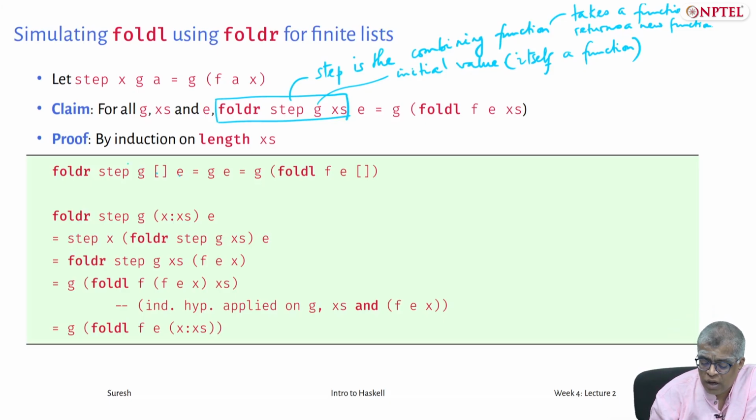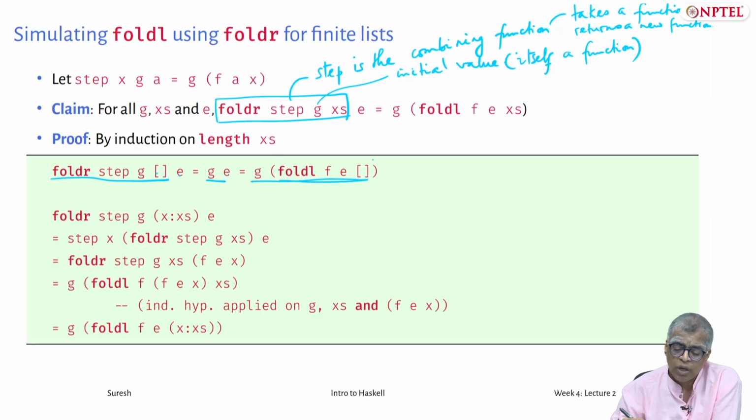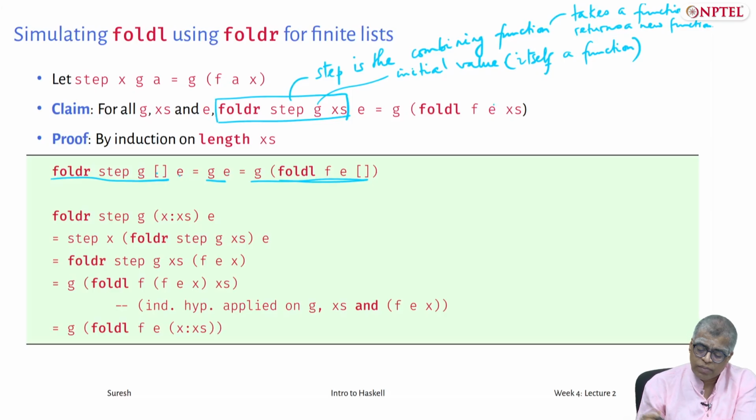So, if you just look at this expression, foldr step g empty list should just be g, just by going by the equation of foldr, because foldr f v empty list is v, similarly foldr step g empty list is g. But e is nothing but foldl f e empty list, so this is nothing but g applied on foldl f e empty list. So, this equation here is true when xs is the empty list. Let us look at the inductive case.